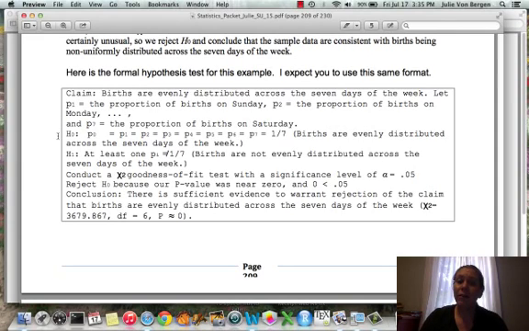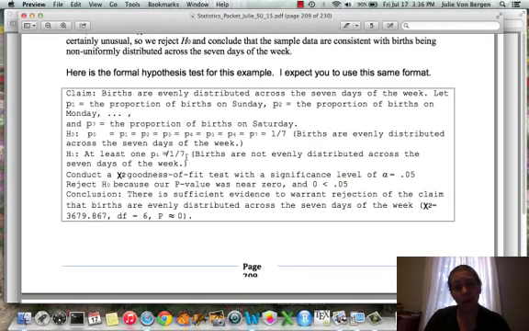The null hypothesis is that all the proportions are equal. So you can either write that out symbolically by saying P sub 0, the null hypothesis, or the null proportion, is going to equal P1 equals P2 equals P3, etc., all the way down to the 7th proportion, all going to be 1/7 of what we expect. Or you can say with words, births are evenly distributed across the 7 days of the week.